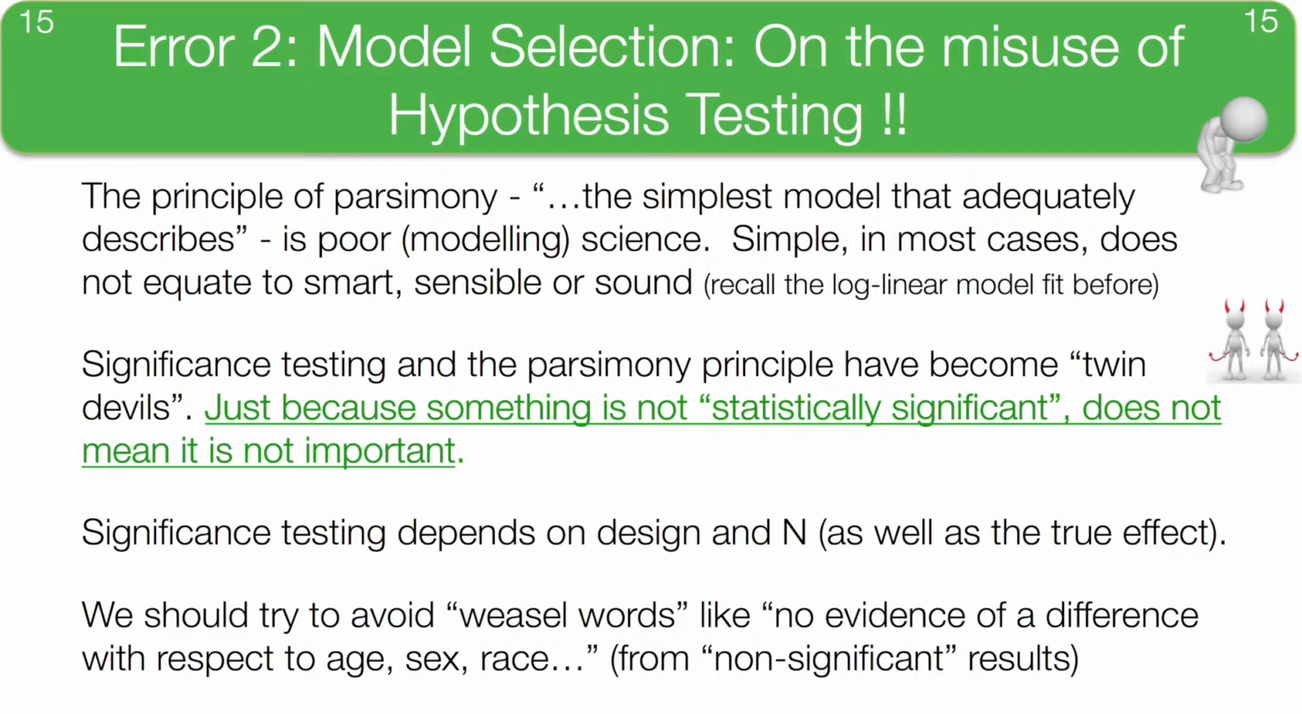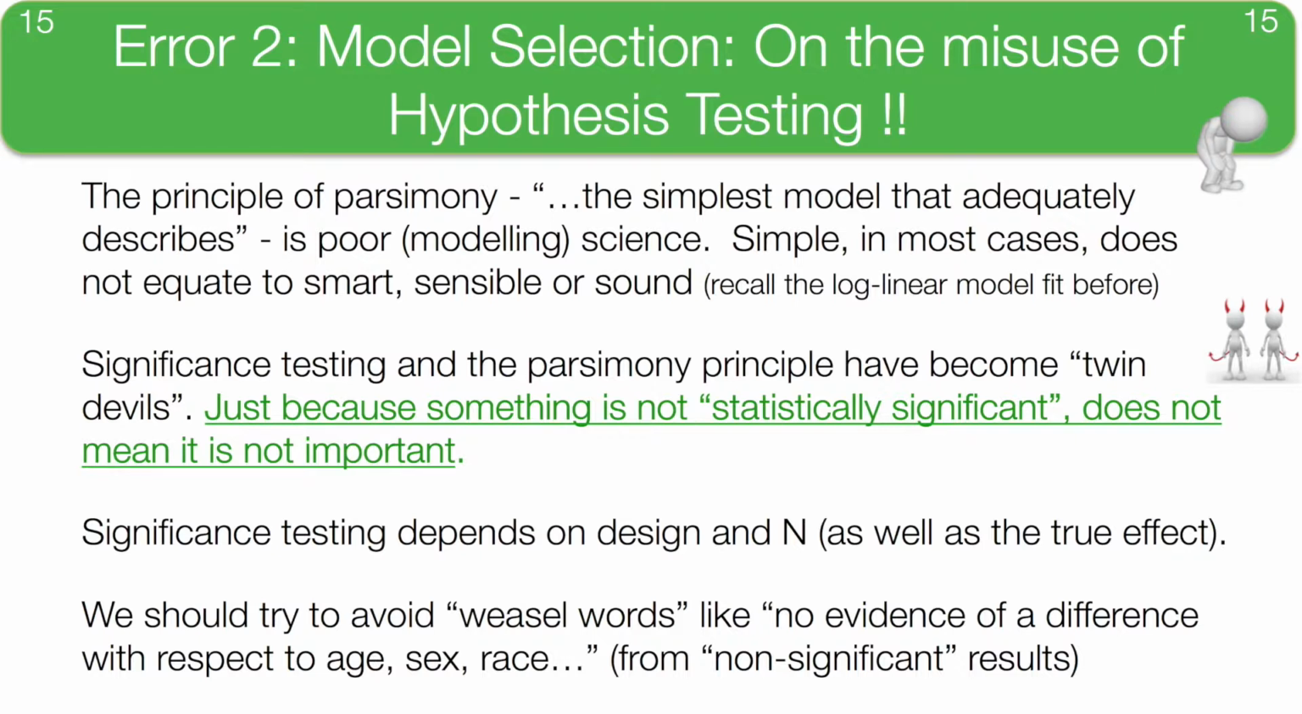I think significance testing and the parsimony principle have become these two twin devils. Just because something is not statistically significant, it doesn't mean it's not important. It doesn't mean that we can just ignore it. Significance testing, it's important to understand, depends on the design, as well as the number of subjects, as well as the true effect size. We're going to go through an example around that in a moment.